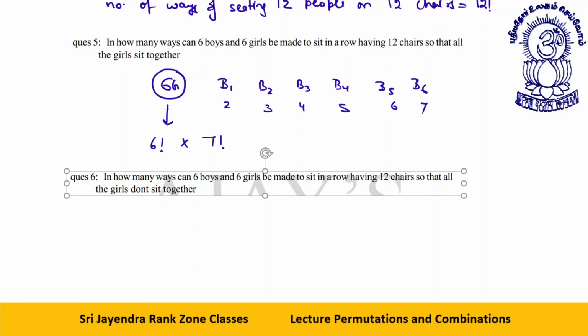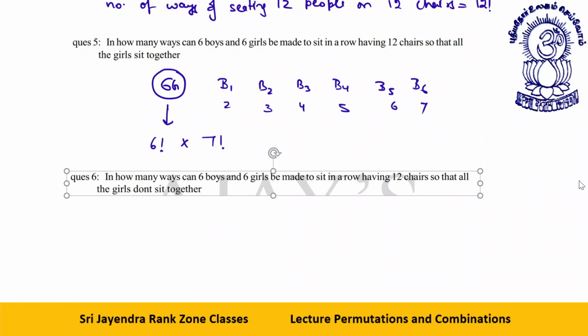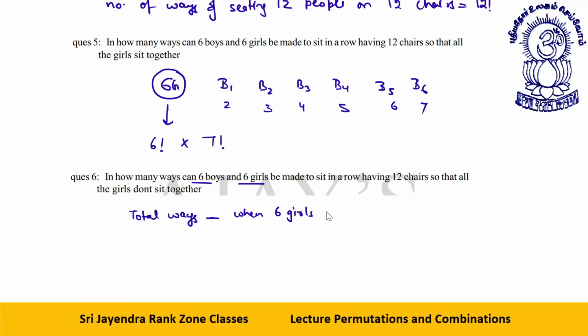Now the next thing, which comes in line with this previous question, is in how many ways can 6 boys and 6 girls be made to sit in a row having 12 chairs so that all the girls don't sit together. All the girls don't sit together. See, how will I do it? The thing is, dear students, all the girls should not sit together. See, total ways, if from total ways I subtract when girls are together, when 6 girls are together, what do I get?